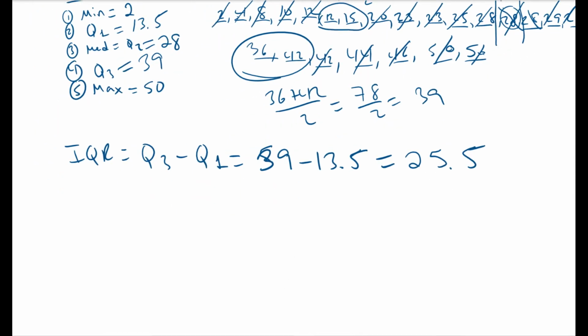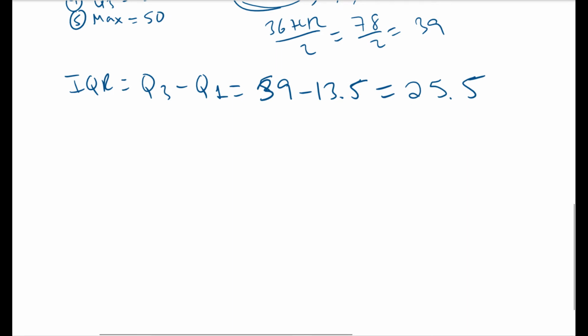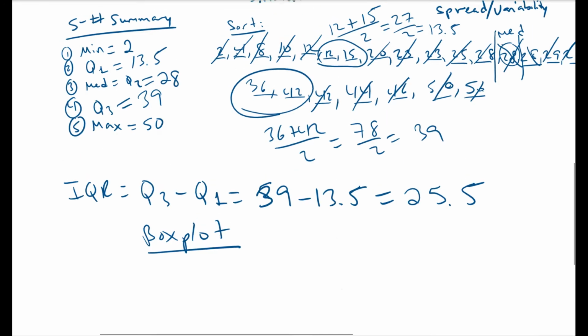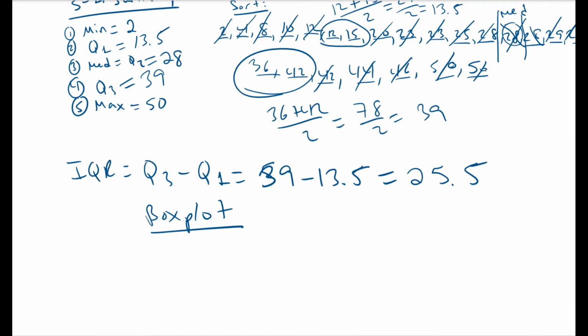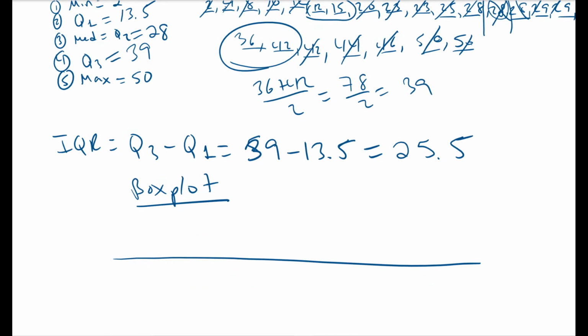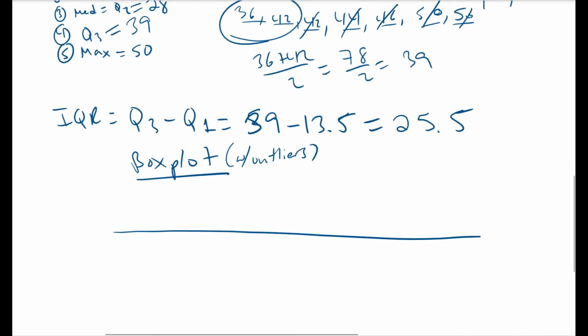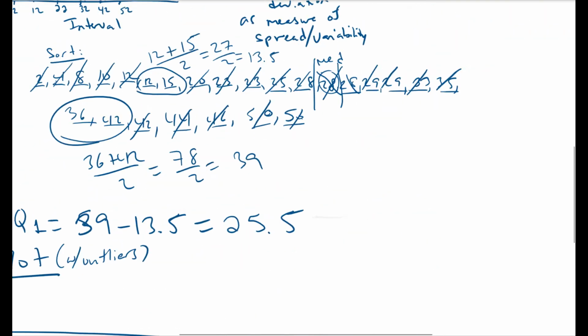So now the next thing is they want us to construct a box plot. So let's do our box plot. This is where we use our 5-number summary. So we're going to do a number line from 2 to 50. Now for our box plot, technically we have to calculate our outliers, right? Because we want to do a modified box plot. Okay, so we want to do a box plot with outliers. So before we even touch the box plot, we need to do our outliers. So let's do our outliers off to the side here.